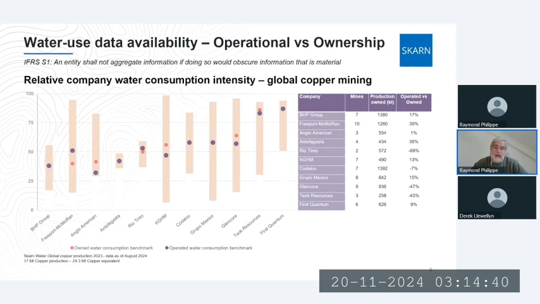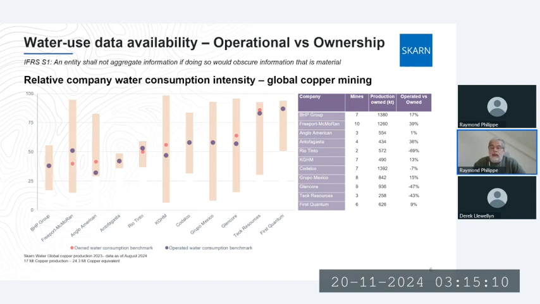And with that, I mean, when a mining company reports their water use in their sustainability report, for example, they do that on the basis of the amount of the assets they directly operate. But that doesn't necessarily mean that they also own the copper that is being produced at each asset. And the operated versus owned difference that you see in the last column in the table refers to that.